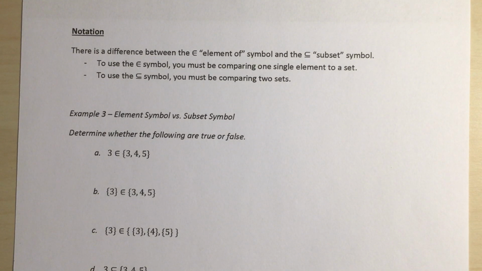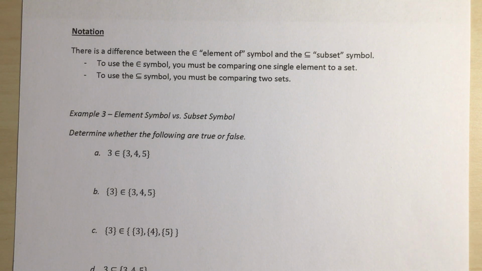Right. In this next example, we're going to take a closer look at some of our notation for sets. In this particular example, we are going to look at and compare our symbol for the element of and our symbol for subset. To use the element of symbol, you must be comparing one single element to a set. To use a subset symbol, you must be comparing two sets.